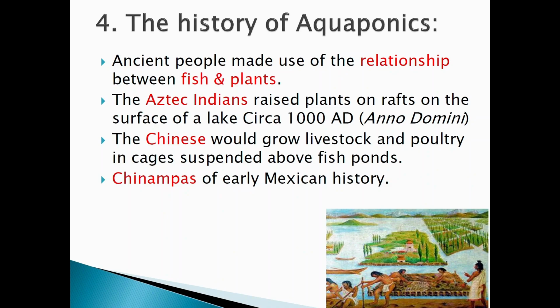Now, aquaponics dates back quite a while. Ancient people saw this relationship between fish and plants and they utilized it, such as the Aztec Indians, who, as the image below shows, raised plants on rafts on the surfaces of lakes, and then naturally the plants and the fish within these lakes would have this aquaponic relationship, a bit older than how we know it today, but it has been around for a very long time.